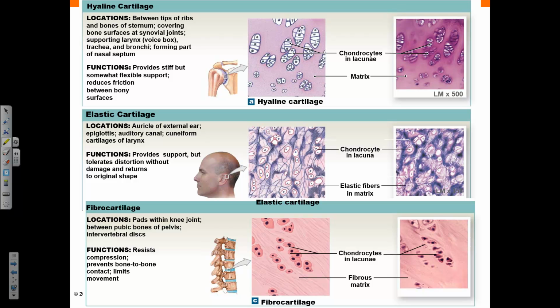Elastic cartilage is composed of elastic fibers and provides support and tolerates distortion. It can be found in the auricle of the ear and the epiglottis, amongst other places. Note here the elastic fibers around the chondrocytes in the lacunae.